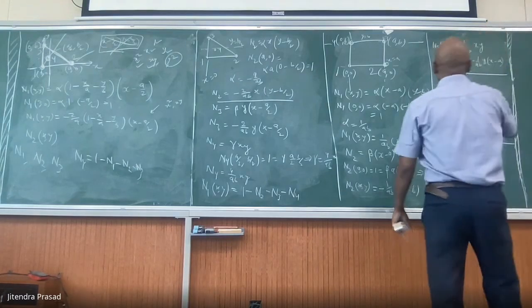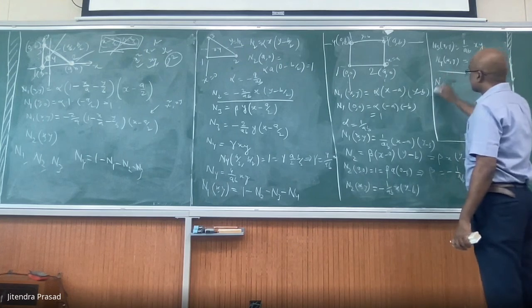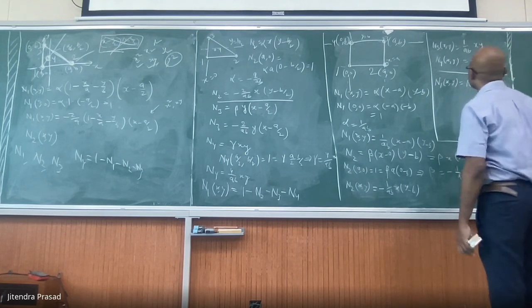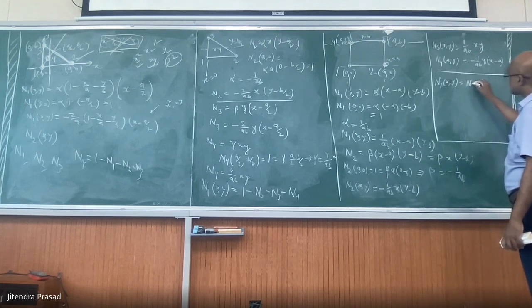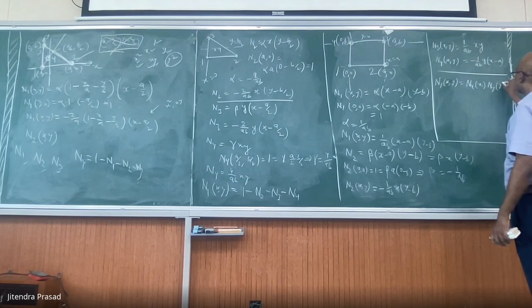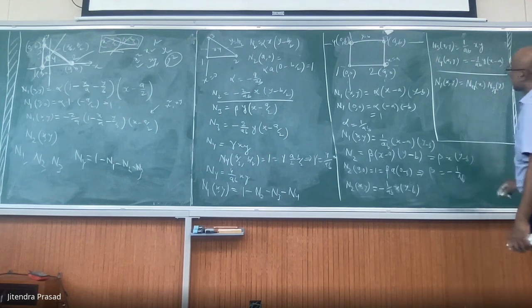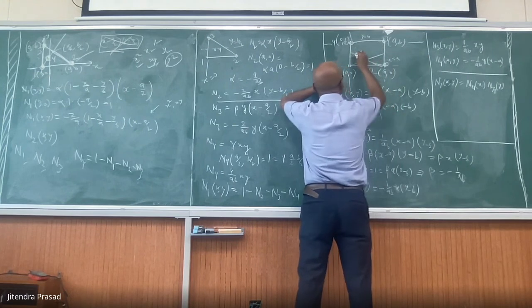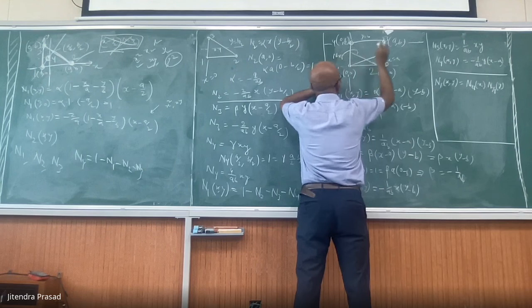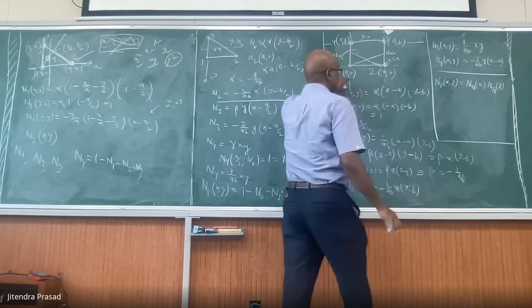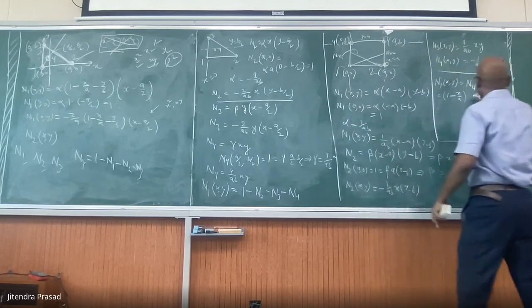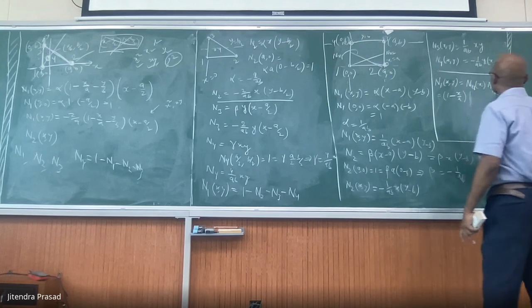Okay. You can also write some other way, like you can write n1(x,y) equal to nx(x) and ny(y). What is the meaning of that? Meaning of that is you can have linear shape functions. So this one is n1, nx1, and nx2. So 1 minus x over a multiplied by x over a, this is the n1.